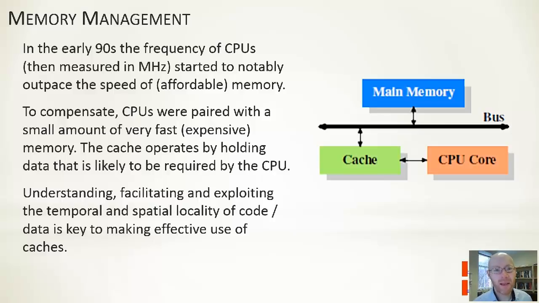Getting into the 1990s, with the advances, the speed of the CPU outpaced the speed at which memory could conveniently keep up. So you had processors running at 33, 63 megahertz, but memory was not able to run at that same speed, or at least affordable memory was not able to run at that speed.